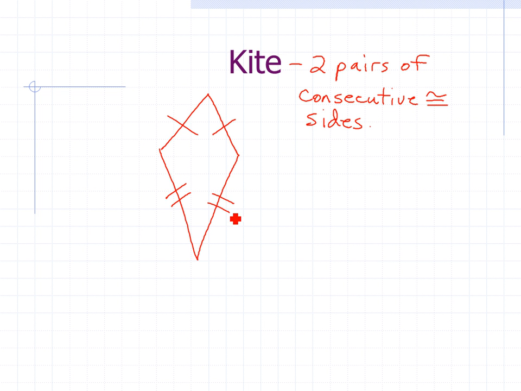Again, we're not going to do a whole lot with the kite because all it does is get confusing. Because with the definition I gave you, two pairs of consecutive congruent sides, could a square be a kite? If I draw a square, does it have two pairs of consecutive congruent sides? Yeah, but that's not what a kite's supposed to be. And kites don't get used very much.